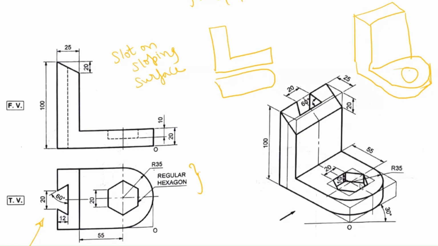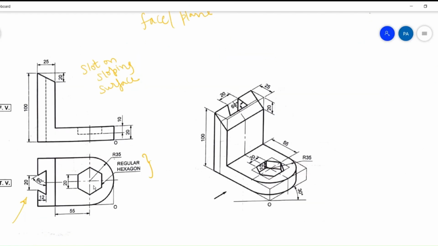Now, since it is a regular hexagon, how will you draw it here? Understand that for now. I think you have understood as much as I have explained. Except these three things: the hexagon, this angle, and the slot on the sloping surface, the rest you must have understood, how to draw. Okay. Now first I will explain this hexagon. How will you draw a hexagon here?